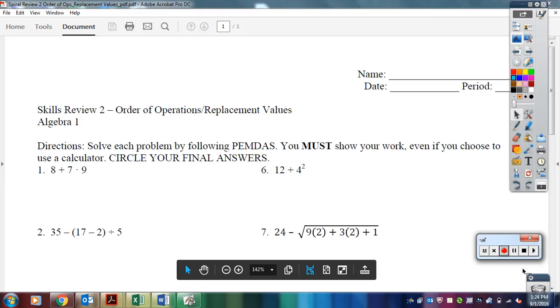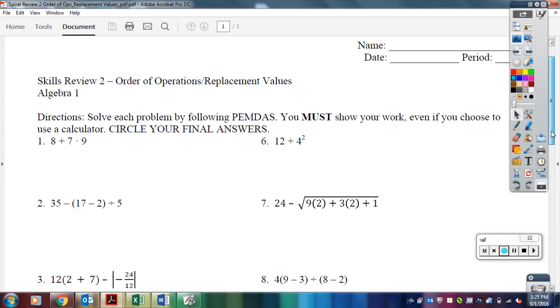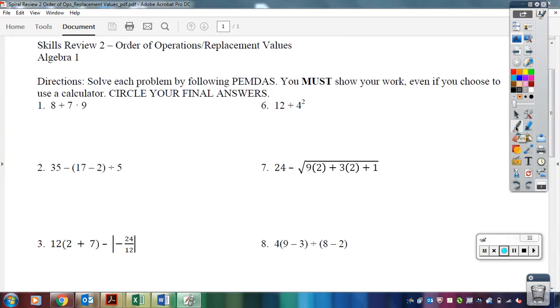This video is on spiral review number 2, order of operations and replacement values. It's the worksheet, the answers to the worksheet. It's a lot of order of operations. Some PEMDAS or GEMDAS, depending on what you do.